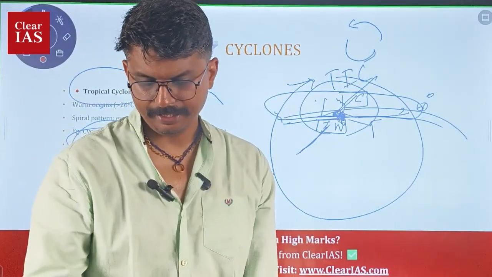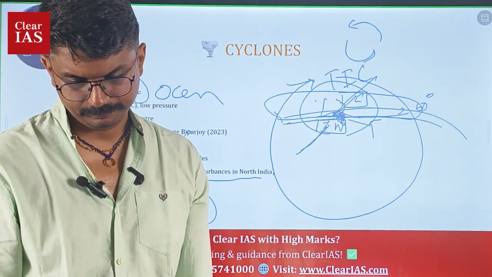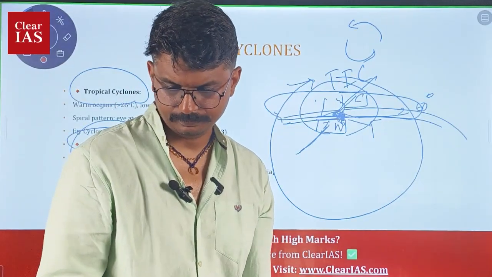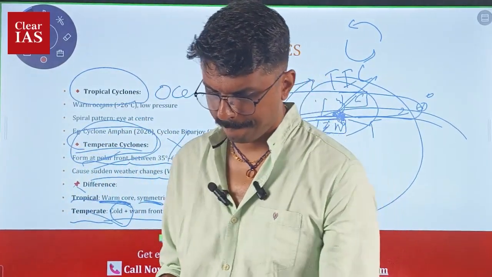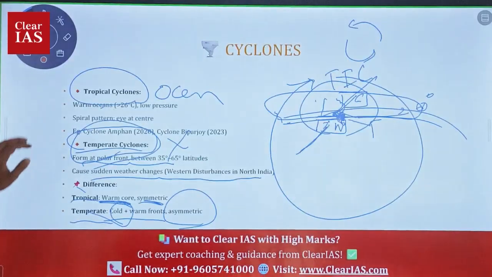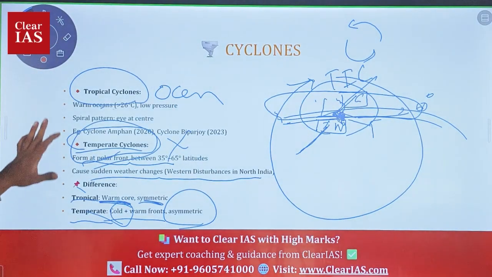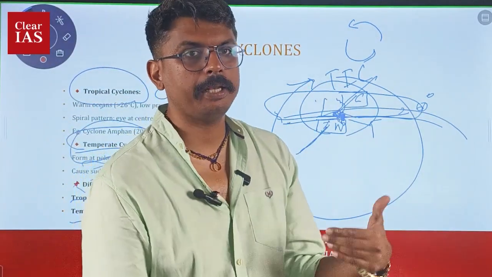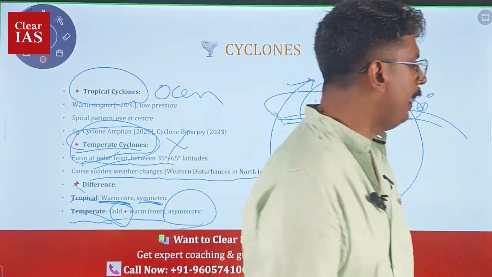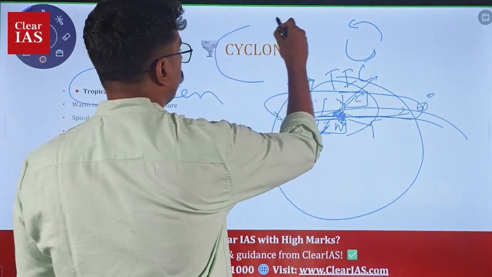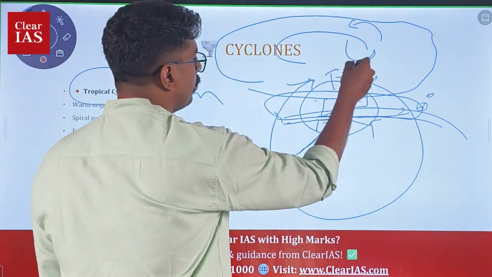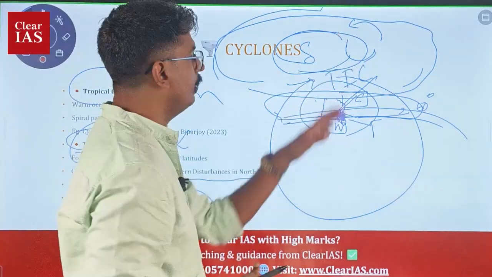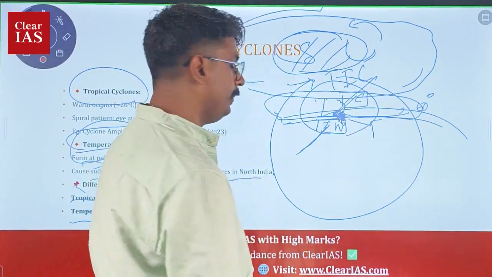And they are asymmetric. Okay. So tropical cyclones and temperate cyclones. One thing we studied, the major difference: temperate cyclones can be formed over the land masses also. And that is why they bring rainfall even to the continental interior of Siberia, the entire Russia. You have Siberia, right? The central part. Even it gets rainfall due to temperate cyclones.